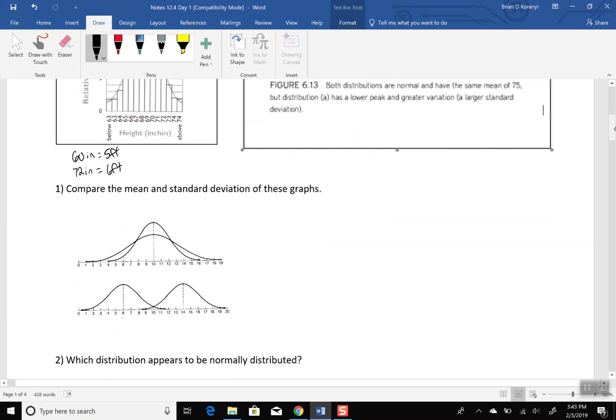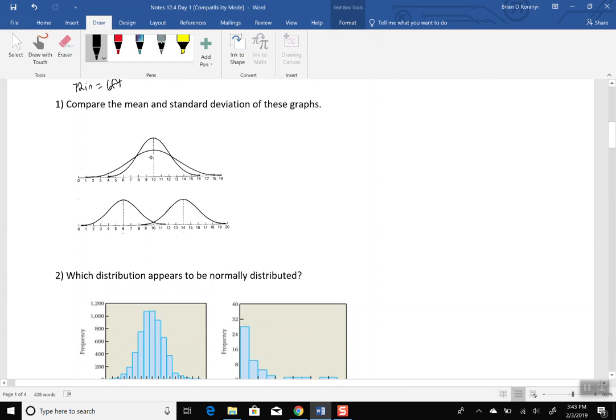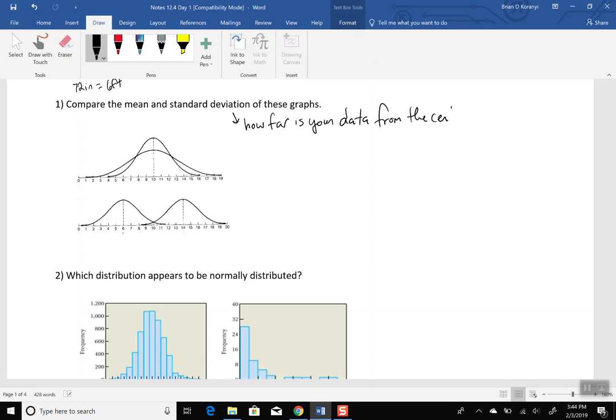All right, so we'll look at these two examples in number one. It says compare the mean, so compare the center, and the standard deviation of these graphs. Again, deviation means how far is your data from the mean, from the center.